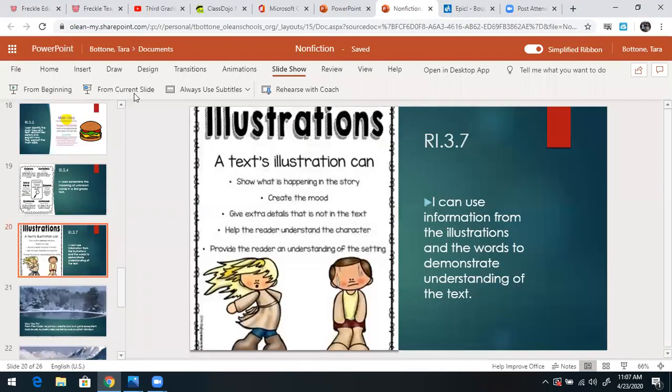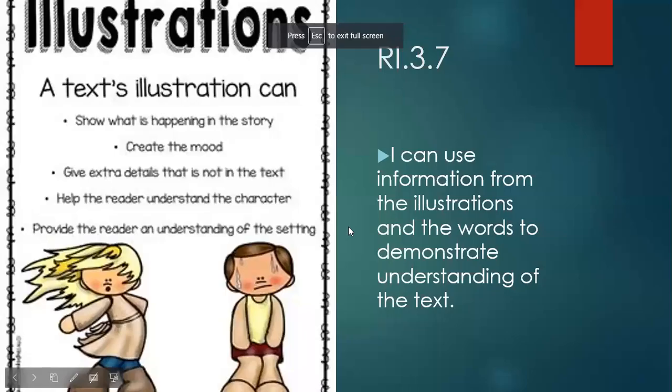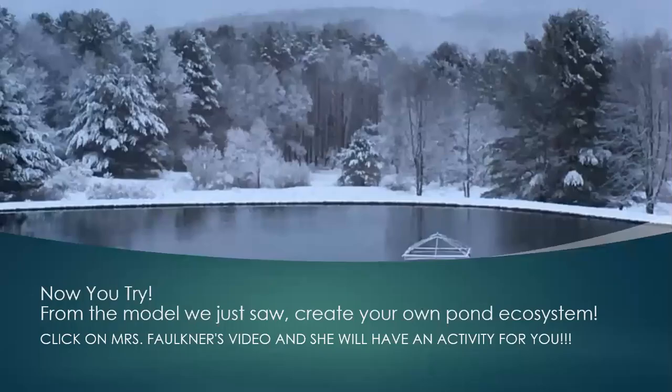So I have another picture actually of Mrs. Faulkner's pond. And this was taken a couple months ago. Obviously there's a little snow on it, but I just wanted to share another great picture of her beautiful pond.